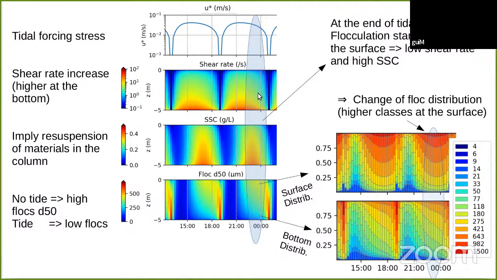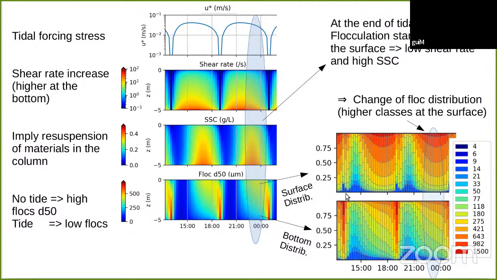The other thing, to understand what happened, is when you are here, it means that you are at the end of the tidal forcing. You are at the surface. You have a shear rate with a low value, but at the same time an important quantity of material, and we can see that the floc values are high, higher than at the bottom of the column.